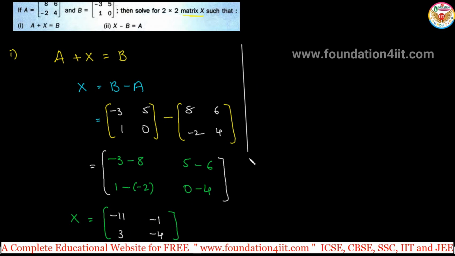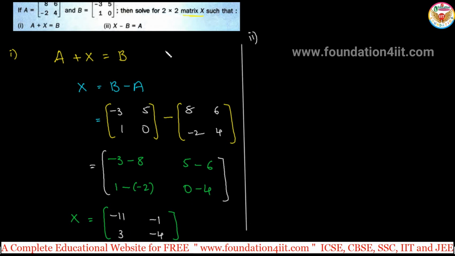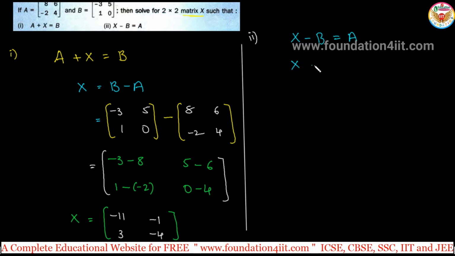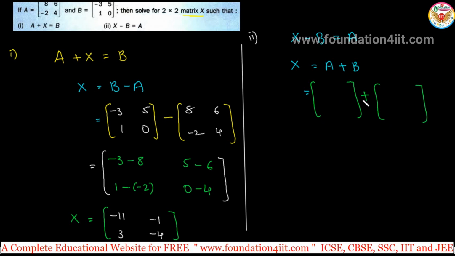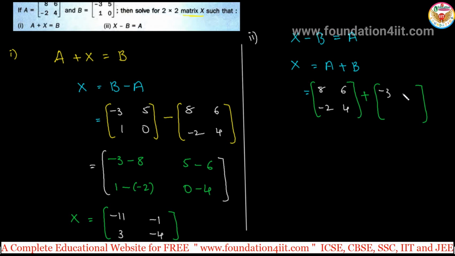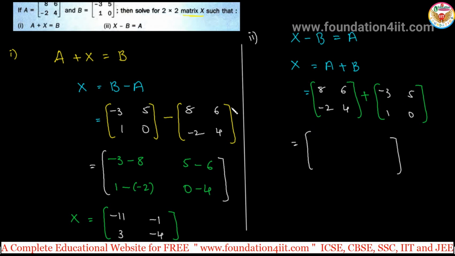Same way, let's see one more sum. For the second one, the question is X minus B equals A. We need to find matrix X. If you take minus B to the right side, it is A plus B. If you find A plus B, that is nothing but matrix X. So matrix A plus matrix B can be added. Here A is [8 6; minus 2 4] and B is [minus 3 5; 1 0]. Yes, you can do the addition and get the answer. If you are perfect, you can do it directly: 8 plus minus 3.